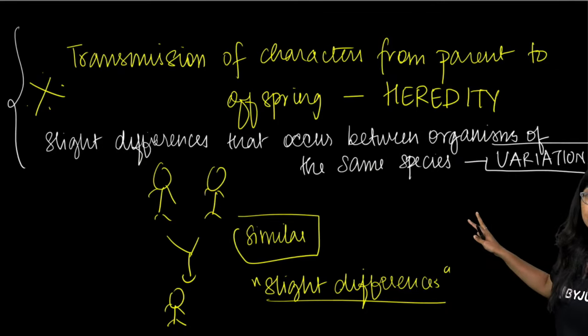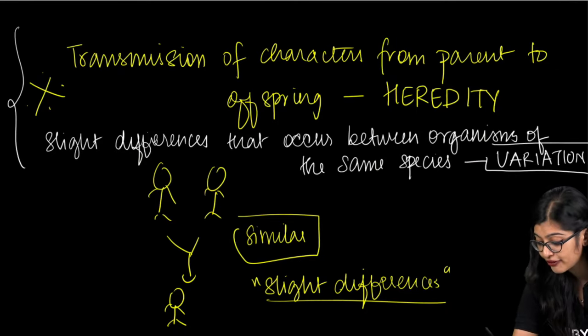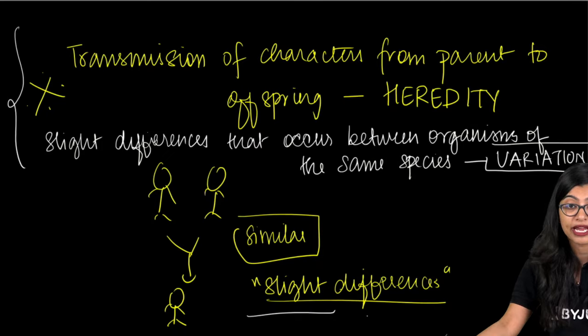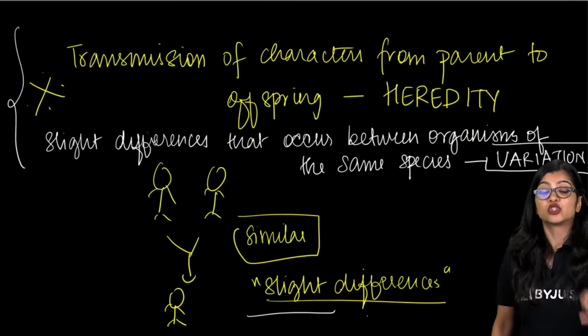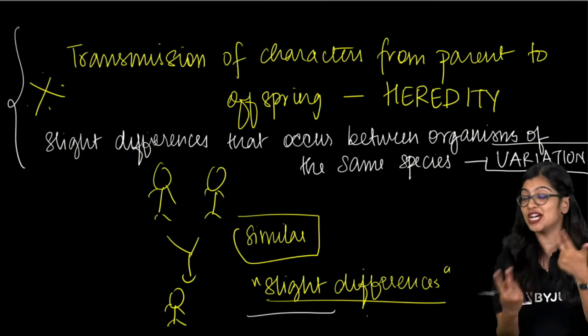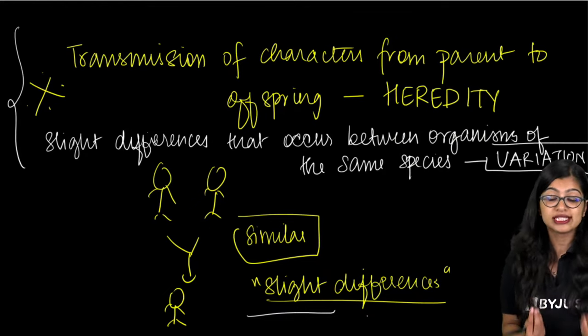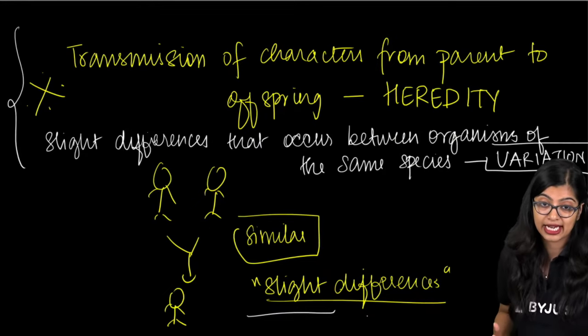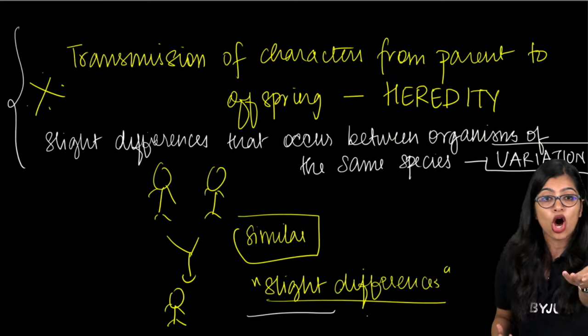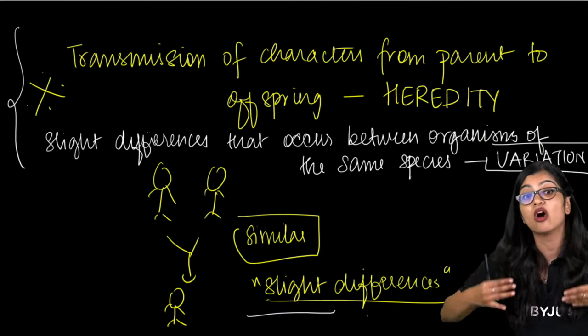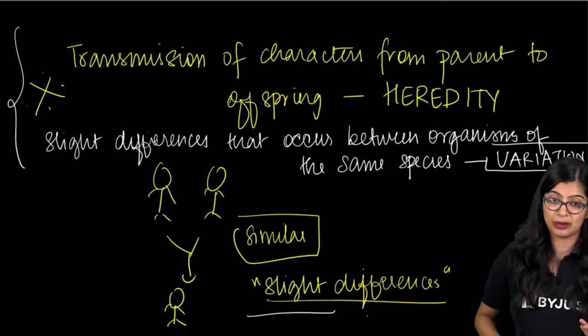What are variations? Variations are slight differences that you observe between offsprings of the same species. So between your parents and you, you observe some differences, right? So those differences that are there are nothing but variations. And what are offsprings? Offsprings are nothing but babies or the young ones that are there. So that is what we mean by it.